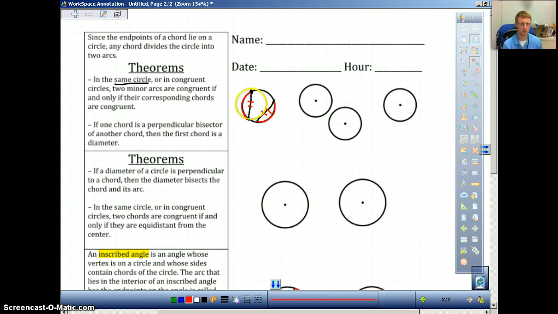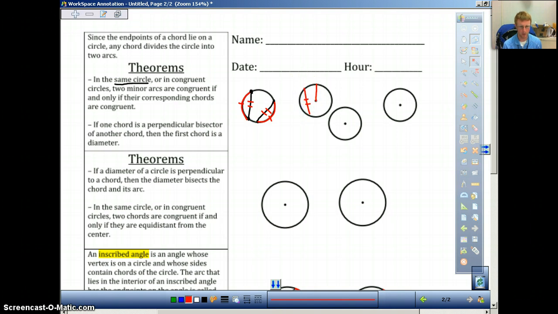The idea of this is that we just are looking for either the two chords to be the same or the two arcs to be the same, and that will work. So that's if you have one circle. Now, the same thing is true if you have two circles. So we can draw a few things here. Let's draw a radius, and let's draw a chord.